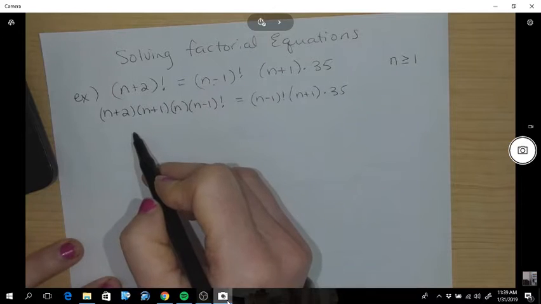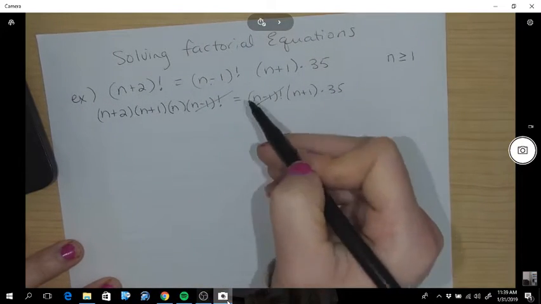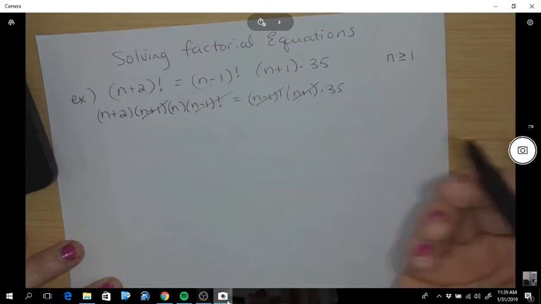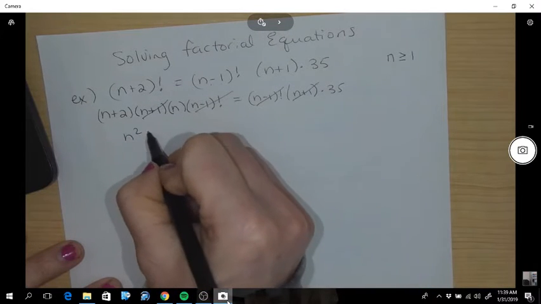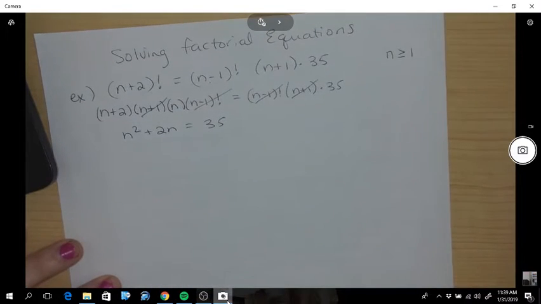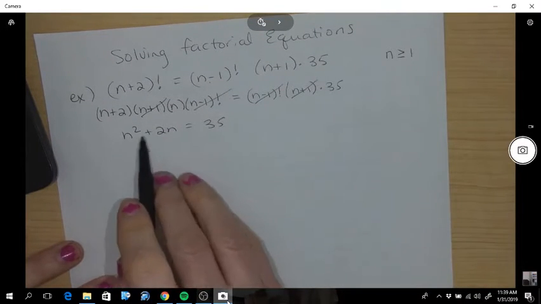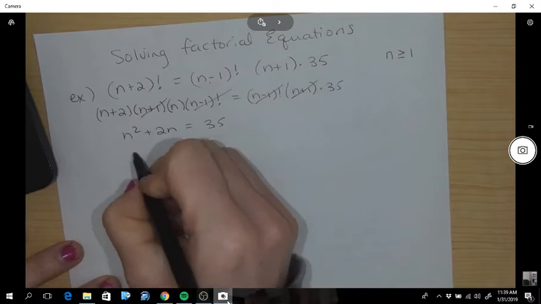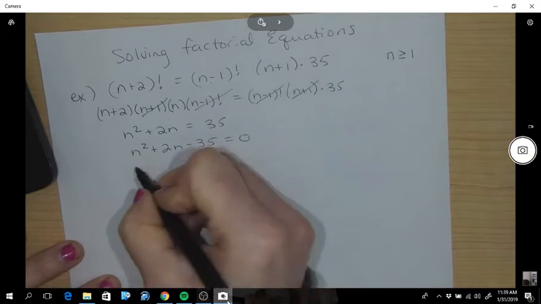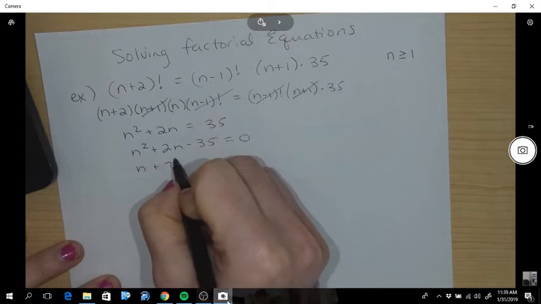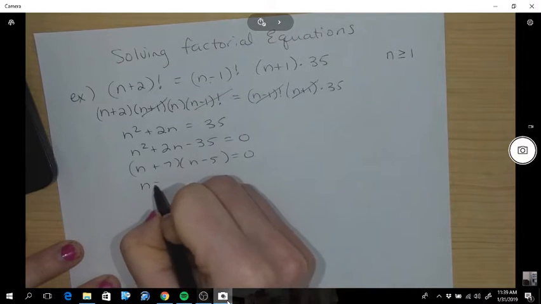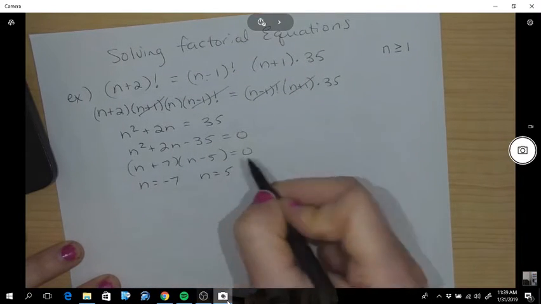Okay, so if we divide, we can see the factorial n-1 would cancel, n+1 would each cancel, and we get n squared plus 2n equals 35. Now, solving this, I can't isolate because I have n squareds and n's, so that's a quadratic. So I'm going to go equals 0 on one side and try to factor and solve. I get -7 and 5.